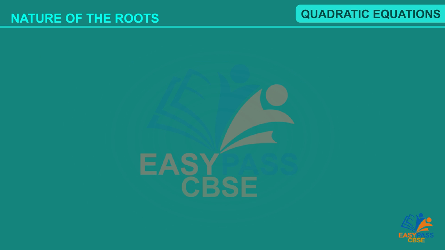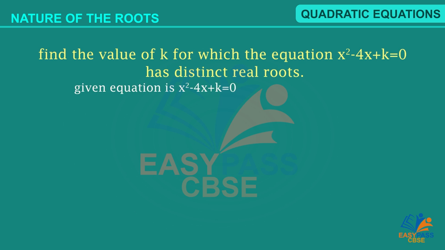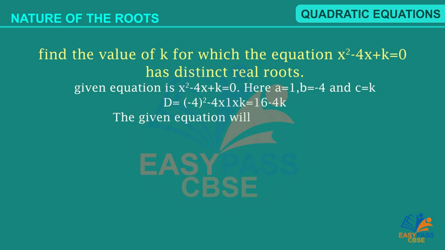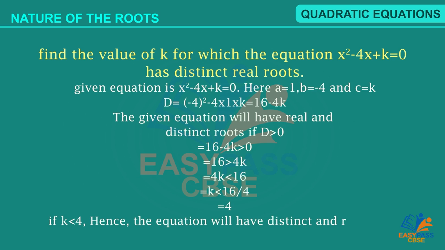Next question. Find the values of k for which the equation x square minus 4x plus k = 0 has distinct real roots. Having distinct real roots means the discriminant is more than 0. Here a = 1, b = minus 4, c = k. My discriminant is 16 minus 4k. Now, 16 minus 4k is greater than 0, which is the same as 4k minus 16 less than 0. On simplifying, you get k is less than 4. That means when k is less than 4, this equation has distinct and real roots.